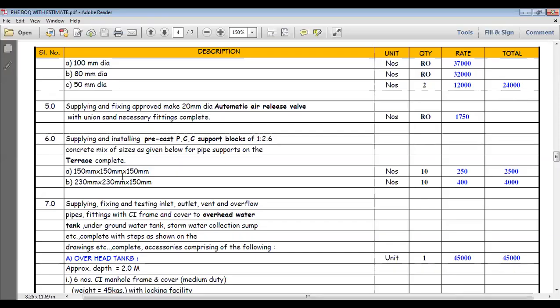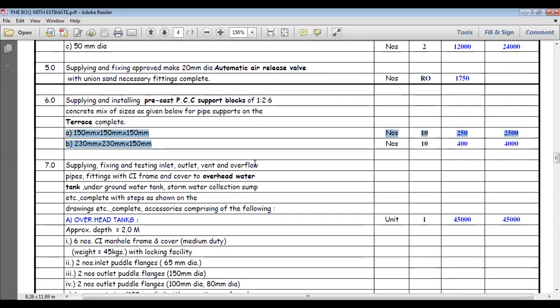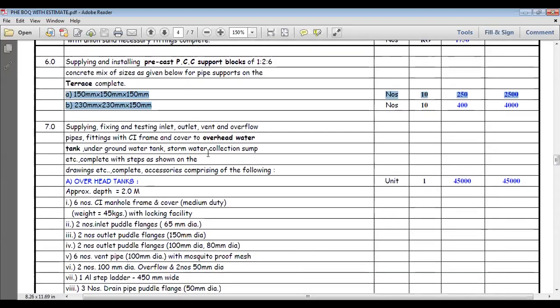That also approximately we are giving, 150 mm into 150 mm into 150 mm height. This many numbers are required. 230 mm, 230 mm into 150 height, 10 numbers are required. Maybe this is coming in the pump room. I think this is coming into the pump room area. They are given. And then the overhead water tank.